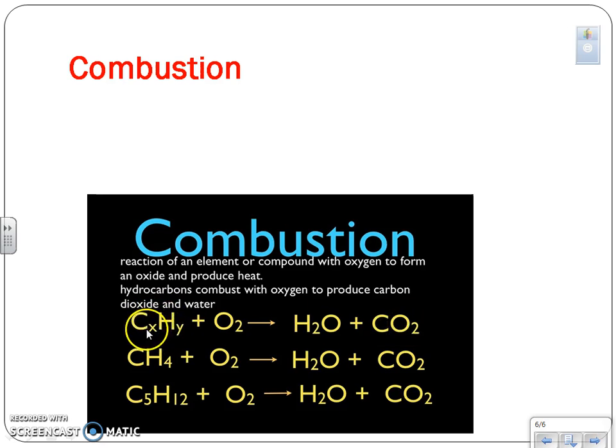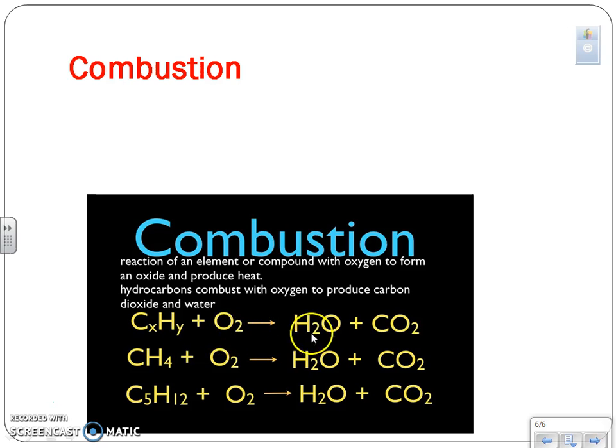Now, this doesn't have to just be a hydrocarbon. See this word right here? Hydro means hydrogen, carbon means carbon. So there are other compounds that also burn, as you know. But if anything's burning, typically that is a combustion reaction. So if you're thinking like, well, Germ-X or alcohol burns, that's true.